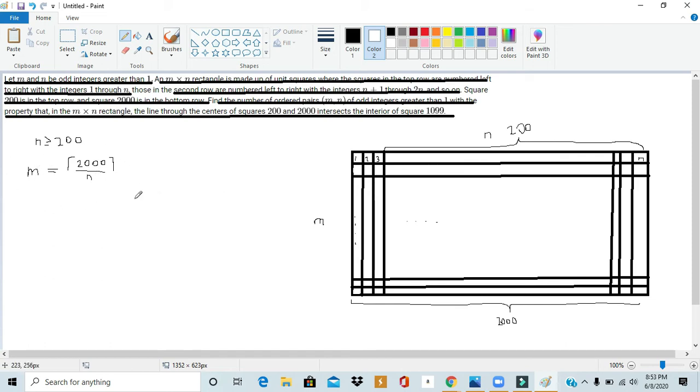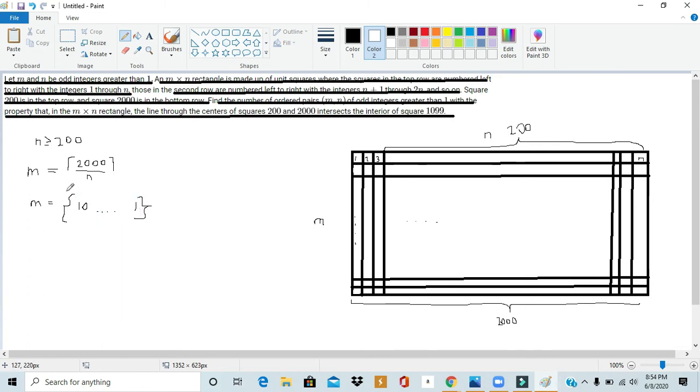So using this, we've established our second relationship. m is equal to the ceiling function of 2000 divided by n. Now, using these two relationships, we can deduce some possible values for m. If we plug in all the values that n could be due to the inequality into this relationship, we see that m has a very specific set of values it could be. m could equal any value from the set 10 through 1.